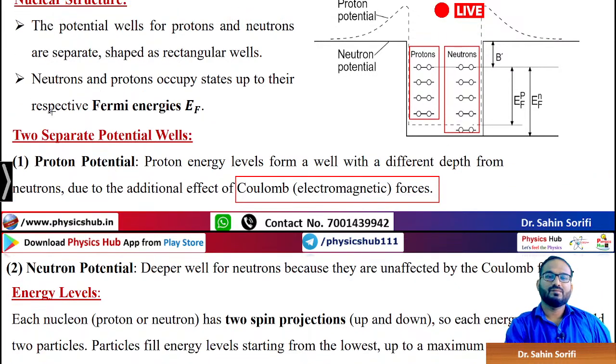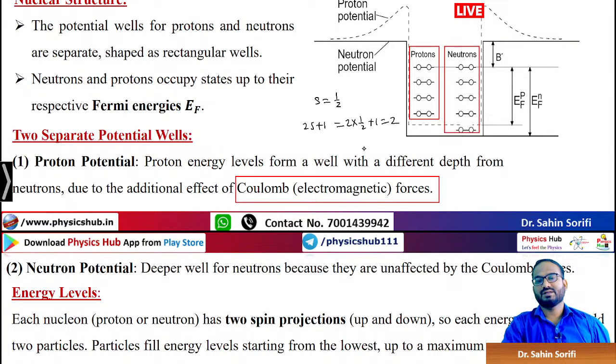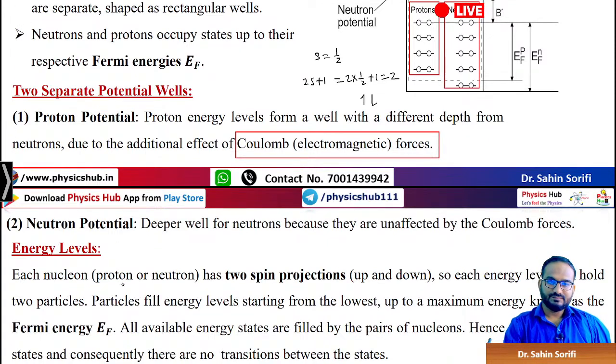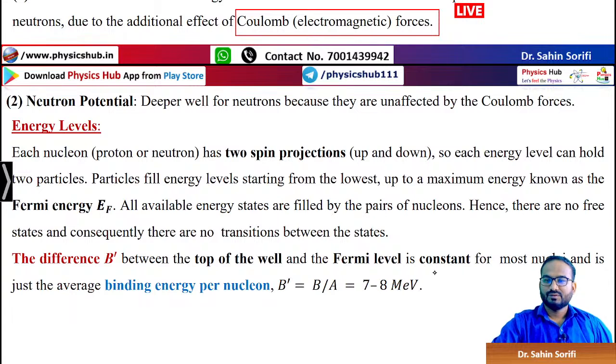Now, spin half means what? The total multiplicity is 2s plus 1. So 2 into half plus 1 is equal to 2. So one is spin up, another one is spin down. In this way it is arranged. So each nucleon, proton or neutron, has two spin projections. It may be up and down. So each energy level can hold two particles.